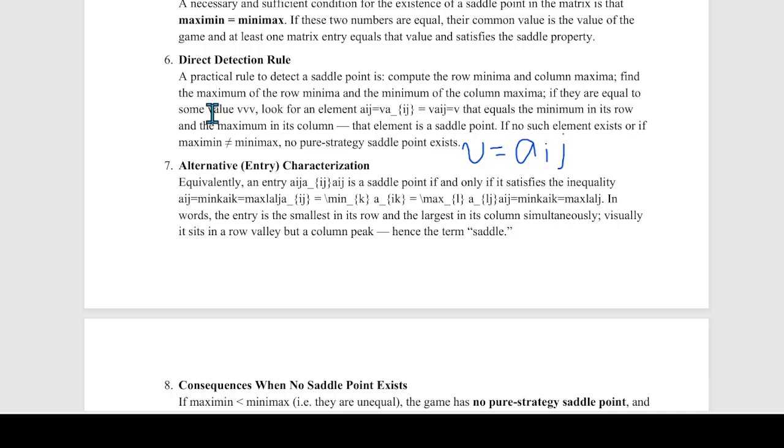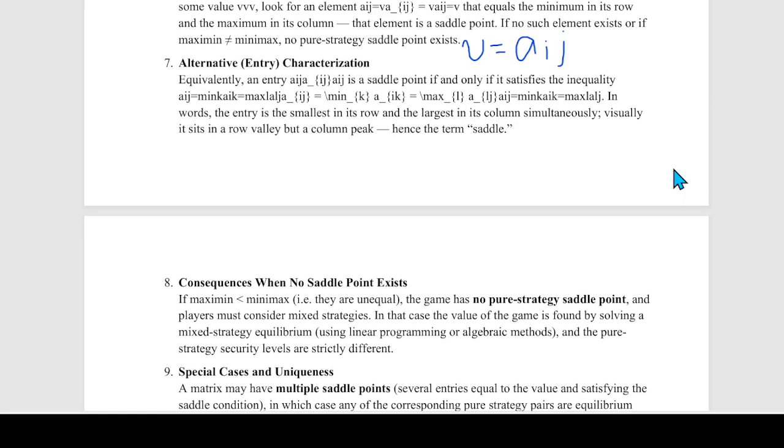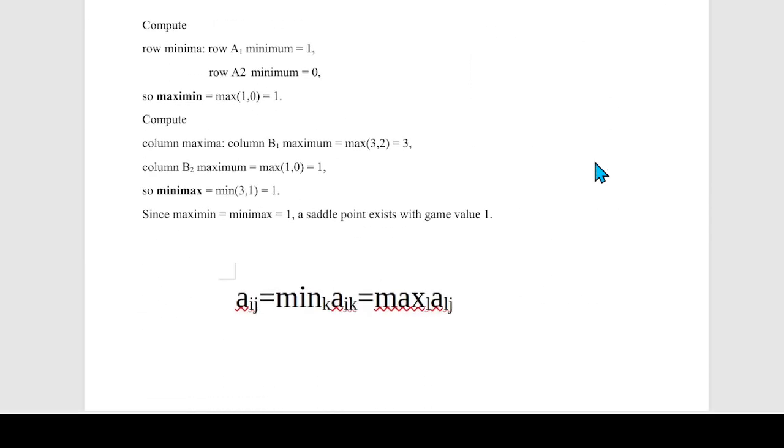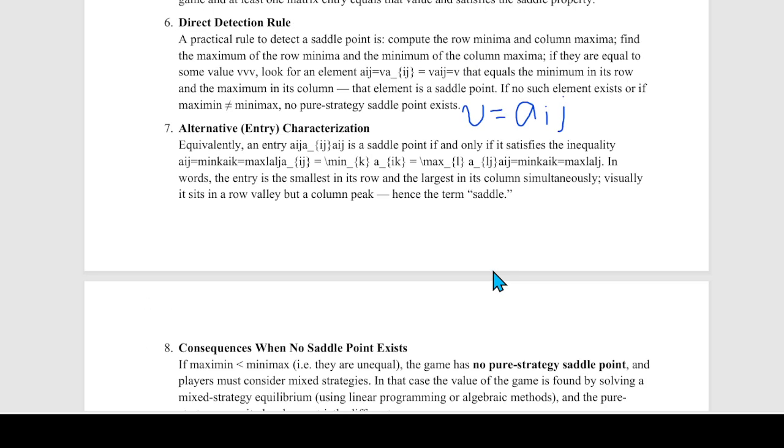Now the value v is equal to what is written clearly over here, where v equals aij, which means it should be a value in the matrix such that it is smallest in its row and largest in its column. Now, we have an alternative entry characterization, which is written clearly over here. It's not necessary that you write it in your paper. If you want, you can. It is a simple condition for a saddle point.